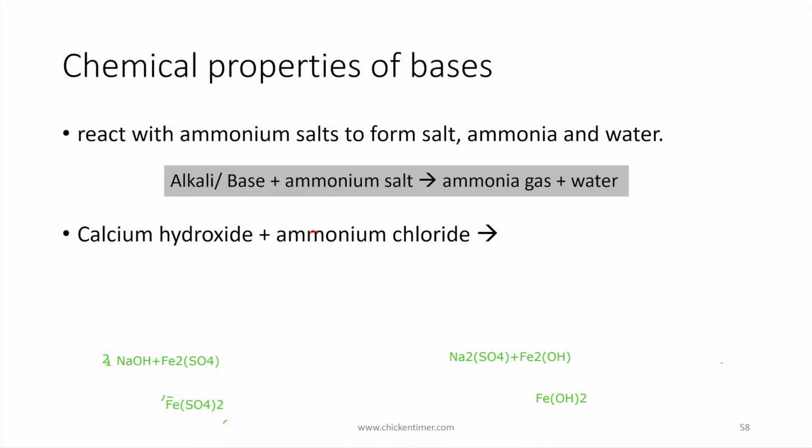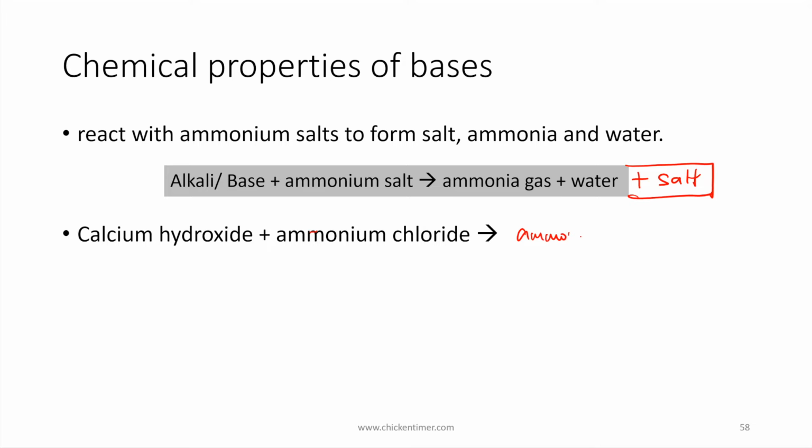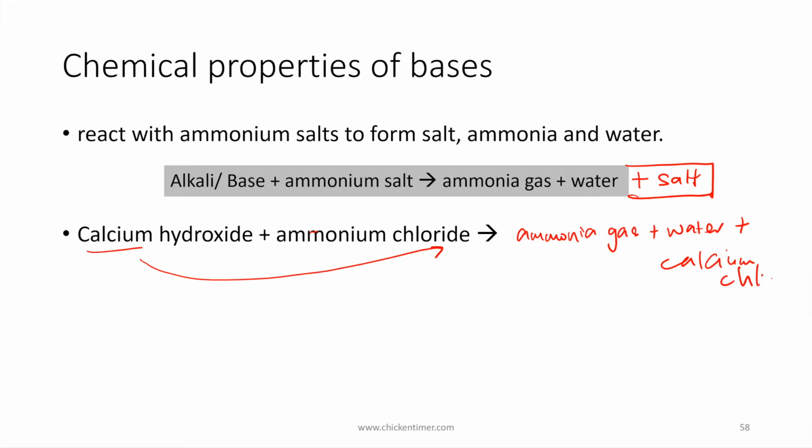So bases will react with ammonium salts to form ammonia gas and water and another salt. So calcium hydroxide plus ammonium chloride will give you ammonia gas plus water plus the salt, calcium chloride. Now your job is to continue from where I stopped.